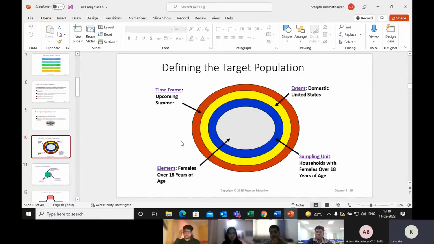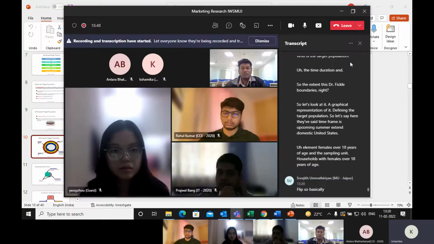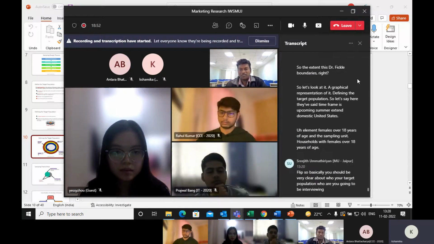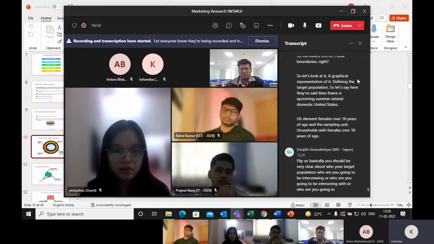So let's look at a graphical representation of defining the target population. Here they've said the time frame is upcoming summer, extent is domestic United States, element is females over 18 years of age, and the sampling unit is households with females over 18 years of age. So you should be very clear about who your target population is, who you are going to be interviewing or interacting with, or who you are going to get a response from.